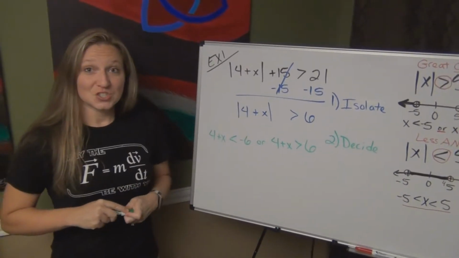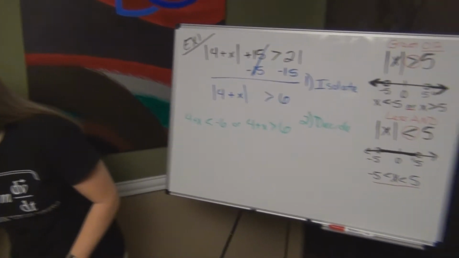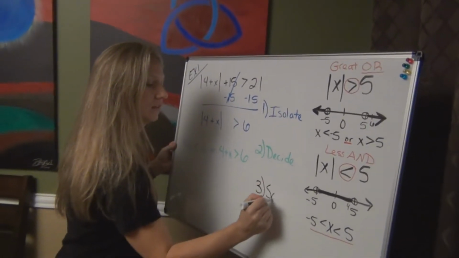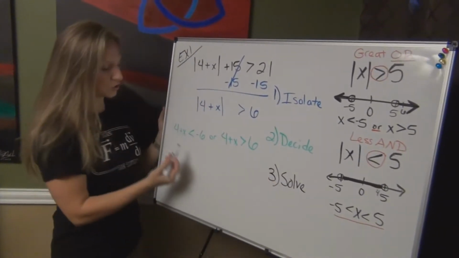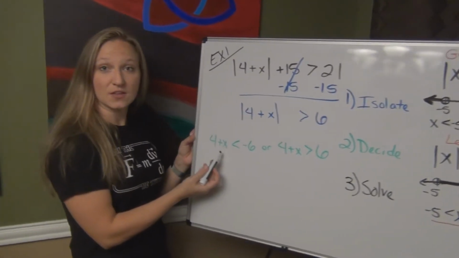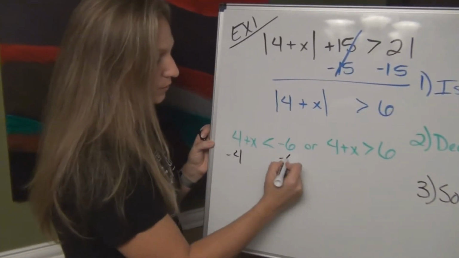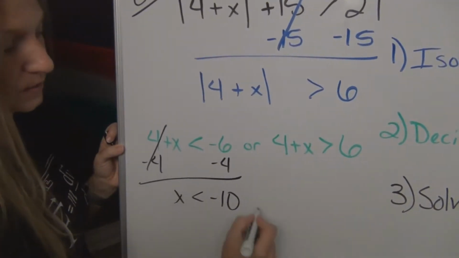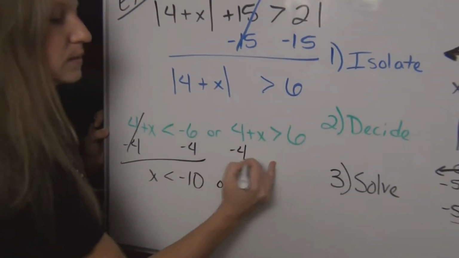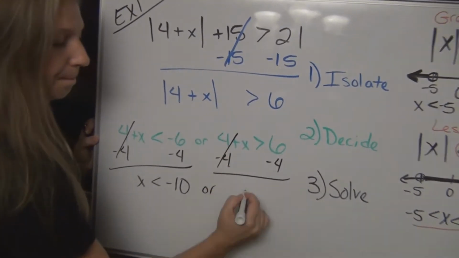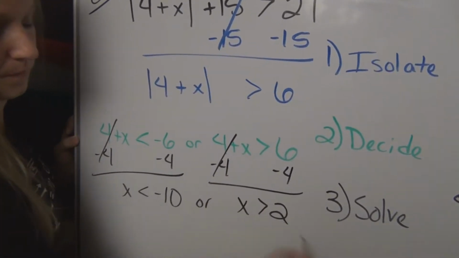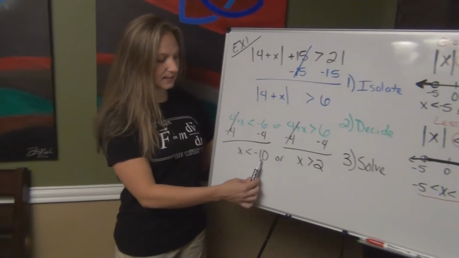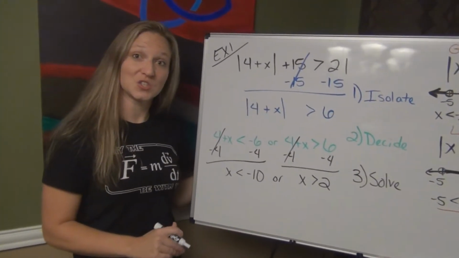My last step is just to solve. To solve this, I want to get x by itself. I'm going to subtract 4 from both sides. That's my first piece. And there's my second piece. So my solution is x is less than negative 10 or x is greater than 2.